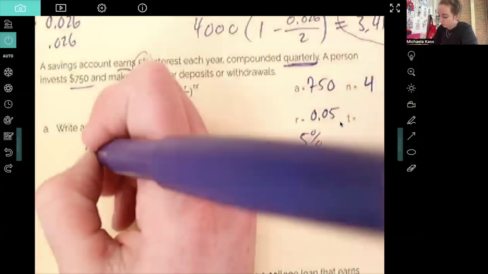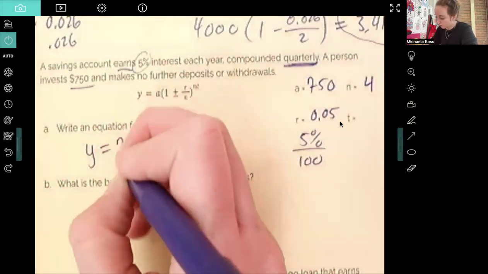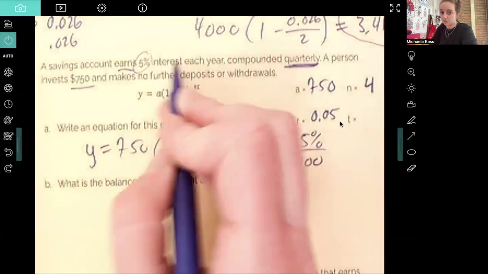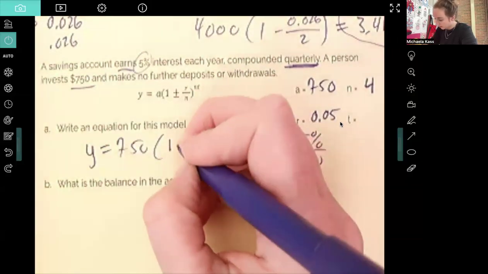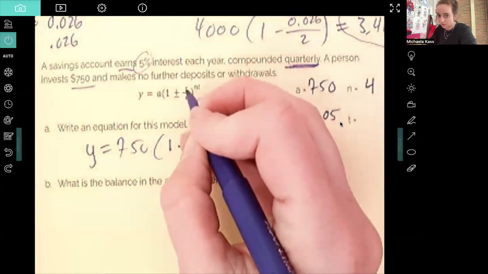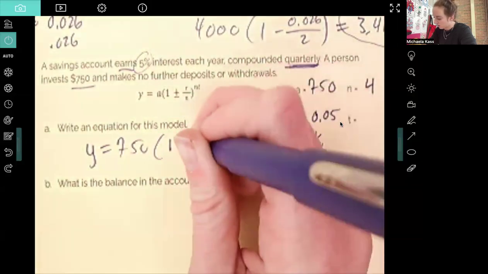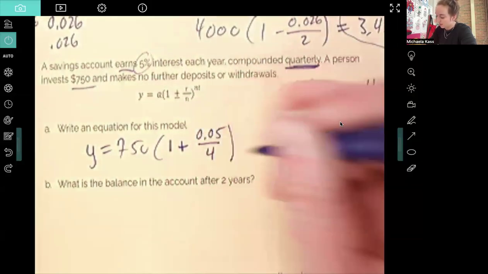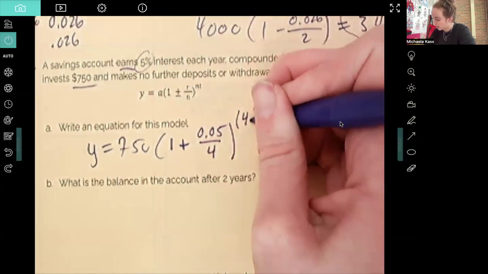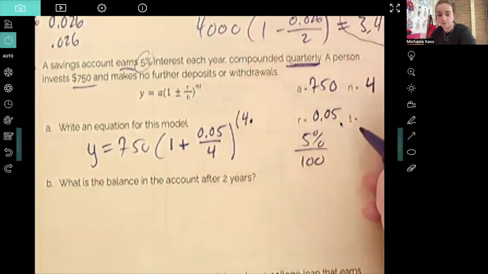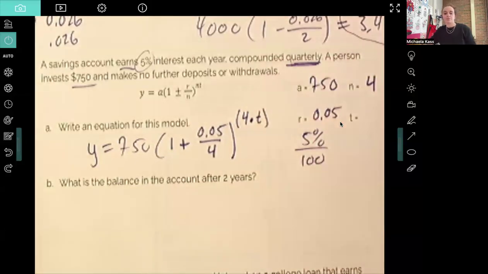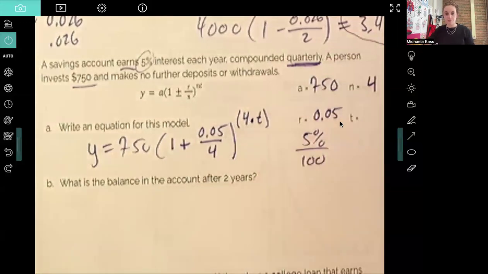So I have y equals 750, parenthesis 1. I'm earning money, right? So I'm going to add 0.05 because that's my R value, and I have to divide it by N. N is 4. And I'm raising it all to the power of 4 times T. Again, I don't know T, so I'm just going to write 4 times T, or you can write 4T.